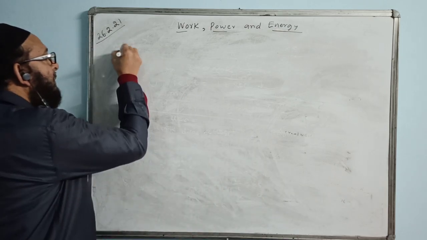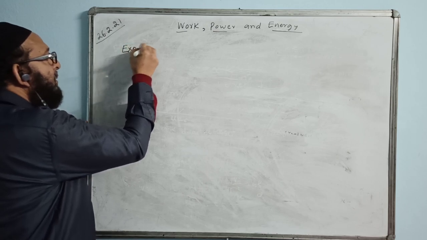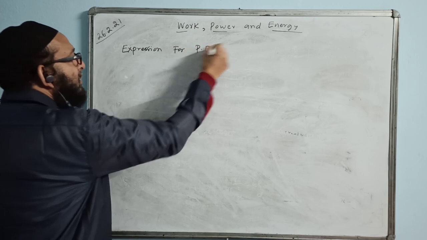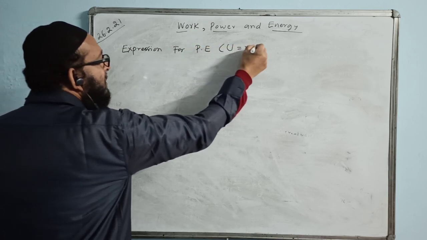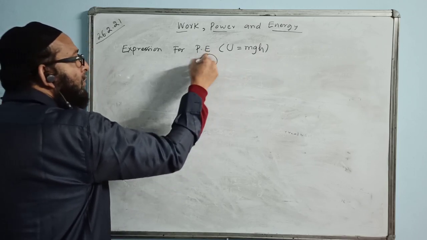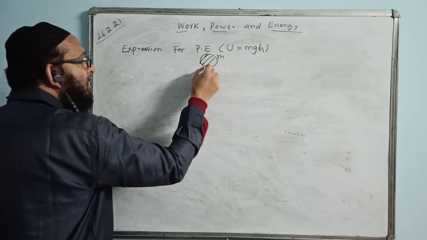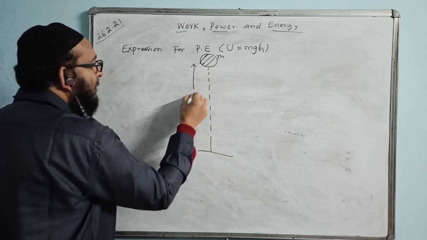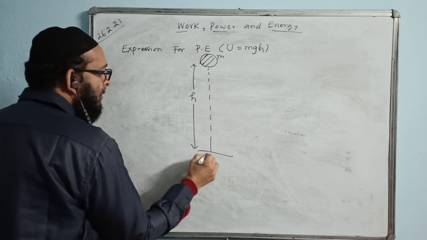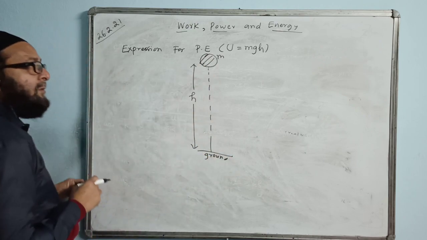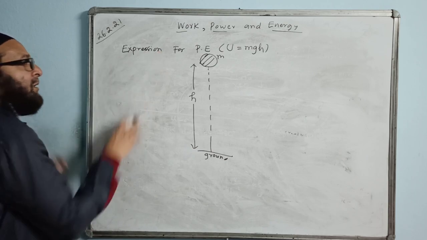Okay, now expression for potential energy. What is the formula of potential energy? U is equal to mgh. So how to prove this formula? It's very simple. We'll take a ball or mass, any body falling down under gravity through a height h. This is the ground. The energy due to position possessed by the body is called potential energy.